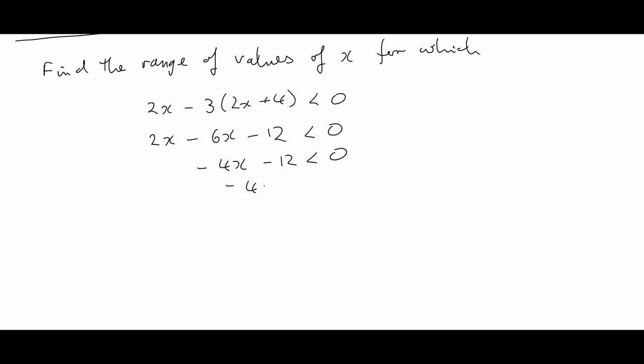Minus 4x is less than 12, and now I'm going to divide by minus 4. That was adding 12 to both sides. This is dividing by minus 4, and because I'm dividing by a negative number, I have to reverse the inequality sign. So dividing by minus 4, we have x, and then reversing, is greater than minus 3. That would be the solution, the range of values of that inequality.